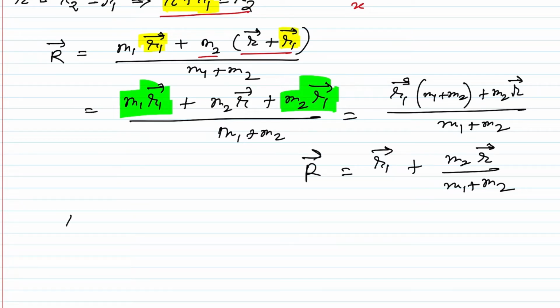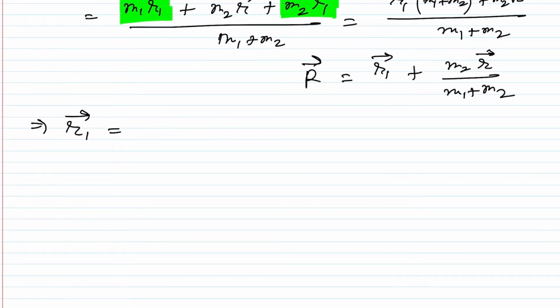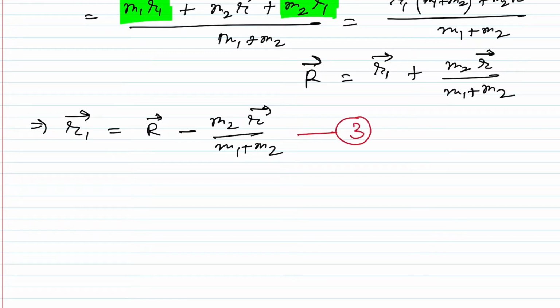So from here vector r1 is equal to capital R vector minus m2 r by m1 plus m2. So hope you have got this. This is supposed to be equation number 3.